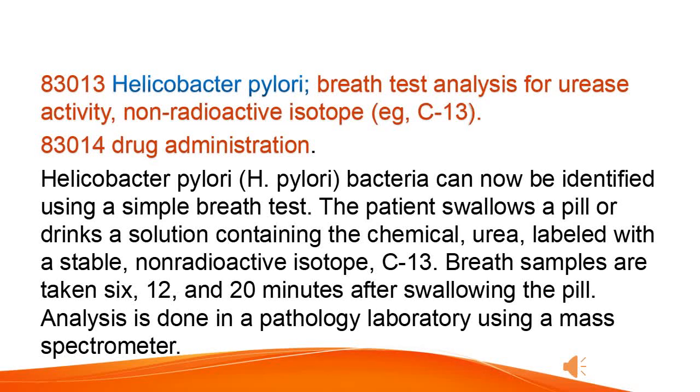Helicobacter pylori, breath test analysis for urease activity, non-radioactive isotope, e.g., C13. Drug administration. Helicobacter pylori, H. pylori, bacteria can now be identified using a simple breath test. The patient swallows a pill or drinks a solution containing the chemical, urea, labeled with a stable, non-radioactive isotope, C13. Breath samples are taken 6, 12, and 20 minutes after swallowing the pill. Analysis is done in a pathology laboratory using a mass spectrometer.